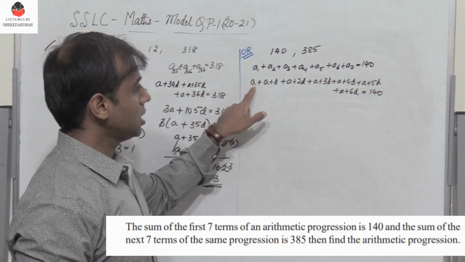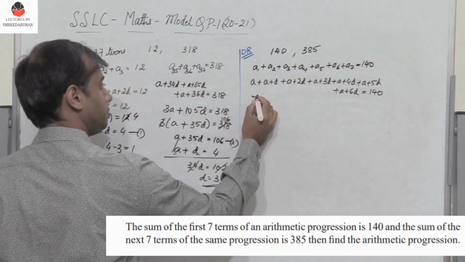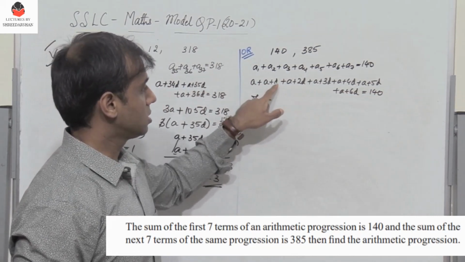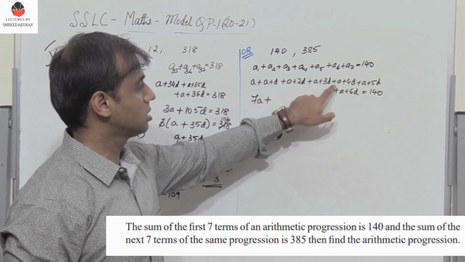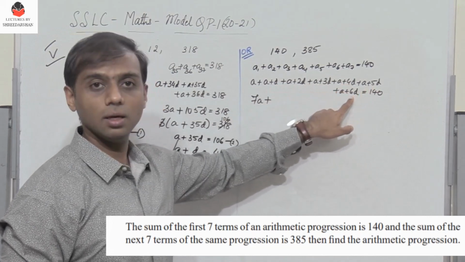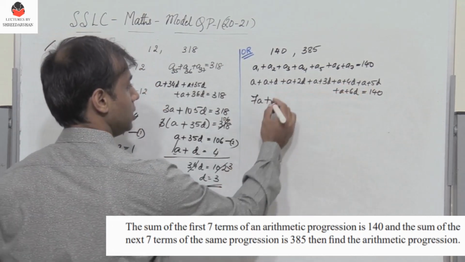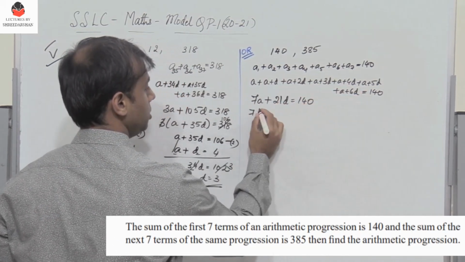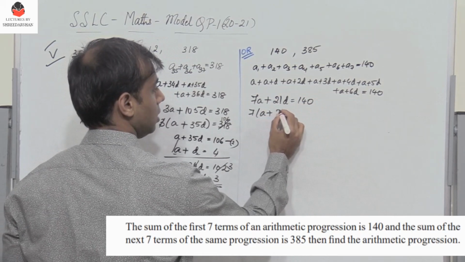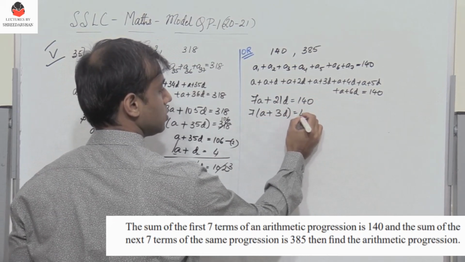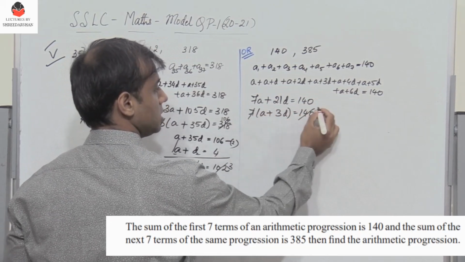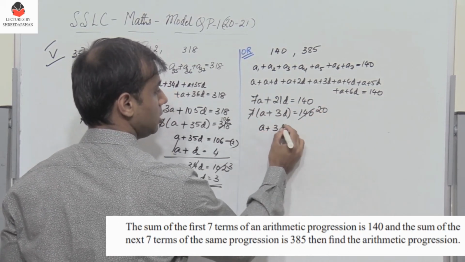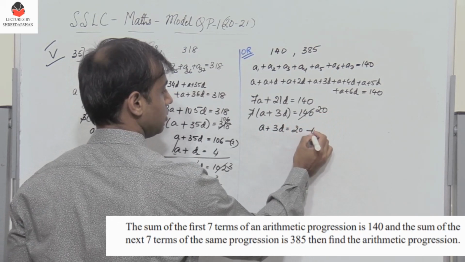So how many a's do I have? I have 7 a's, plus, so add up all the d's. So 1 plus 2 is 3, 6, 10, 15 and then 15 plus 6 is 21d equals 140. So I can take 7 common. a plus 3d equals 140 divided by 7. So 7 2s are 14, so I get 20. So a plus 3d equals 20 is the first equation.